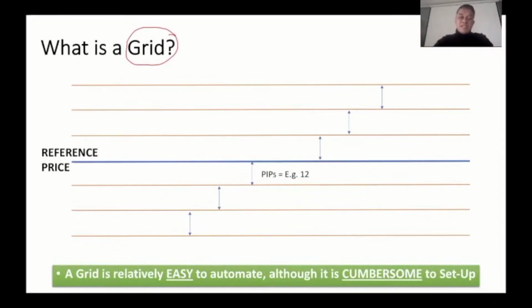So this is an example of a grid. Let's just say that this is for the pair EUR/USD. And let's give an example that at this time, EUR/USD is at 1.100.